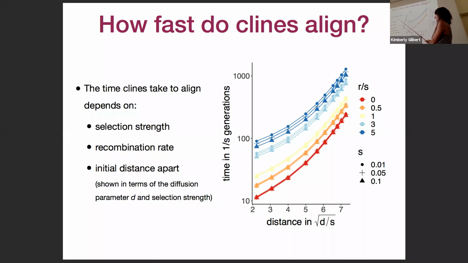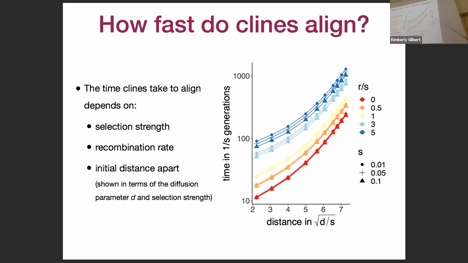So the time it takes to align depends on the strength of selection S and on the recombination rate R and how far you initially are apart. That's the obvious one. The further you are apart, the longer it will take to align. But you can see that as selection gets stronger, from circle to triangle, it takes less time. Selection is stronger, forcing the clines together at a faster rate.